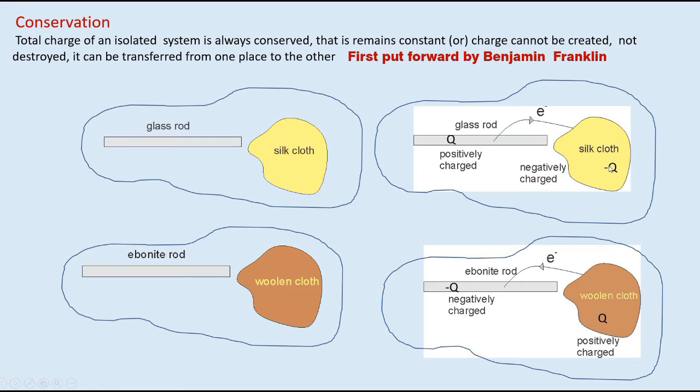So higher the work function of a material means you need more energy to transfer electrons. Lower the work function means less energy is enough. So depending on the work function values, it so happens here the glass rod loses electrons, here the woolen cloth loses electrons. But after all the total charge is same, 0 before the rubbing process, also after the rubbing process.